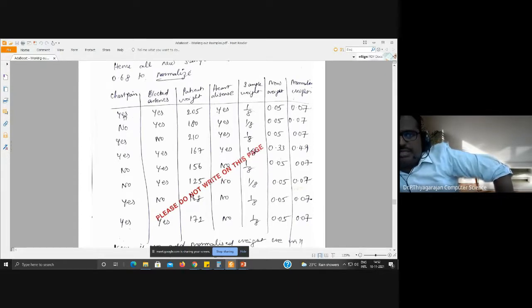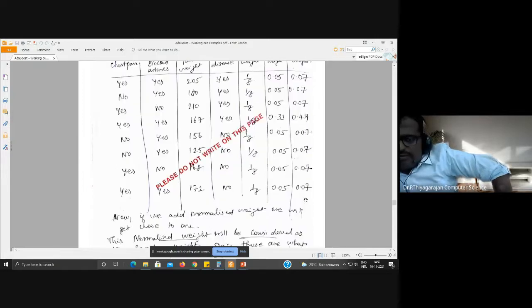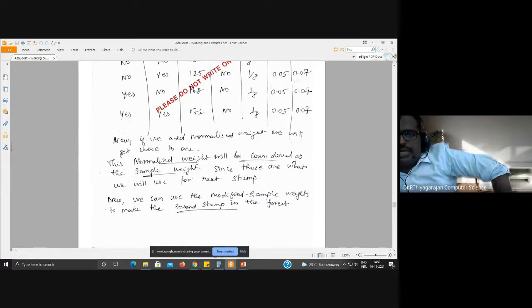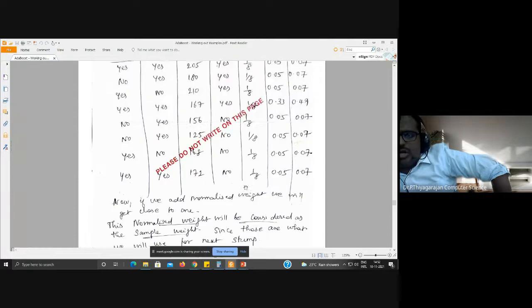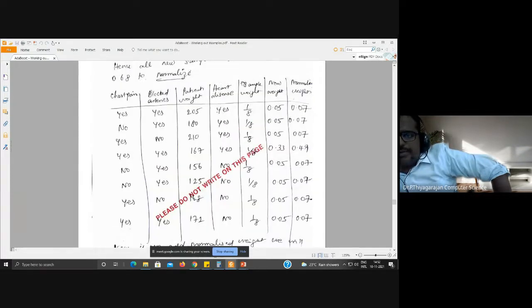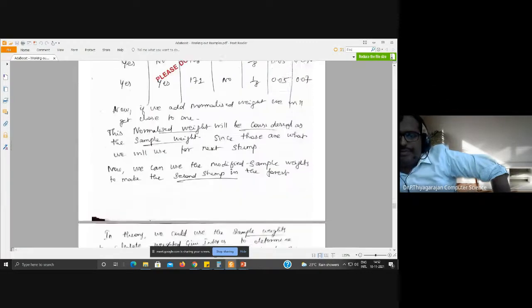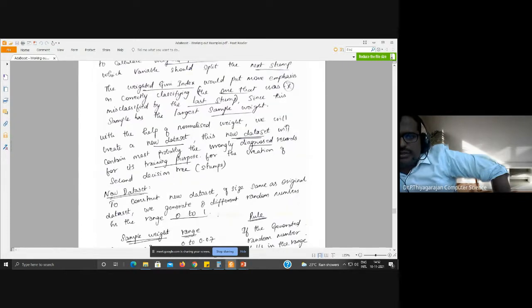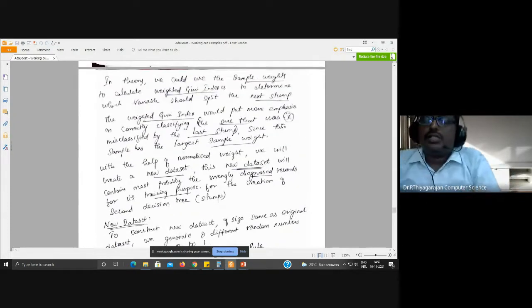So now we have this data set with the new normalized weight. Chest pain, blocked arteries, patient weight, heart disease, and the new normalized weight we have. So the normalized weight will be considered as the sample weight now, since that is what we want for the next step. For the next step, we will not use the initial sample weight and the new weight. We will only use this normalized weight. Did we understand? Okay, so we'll proceed further.